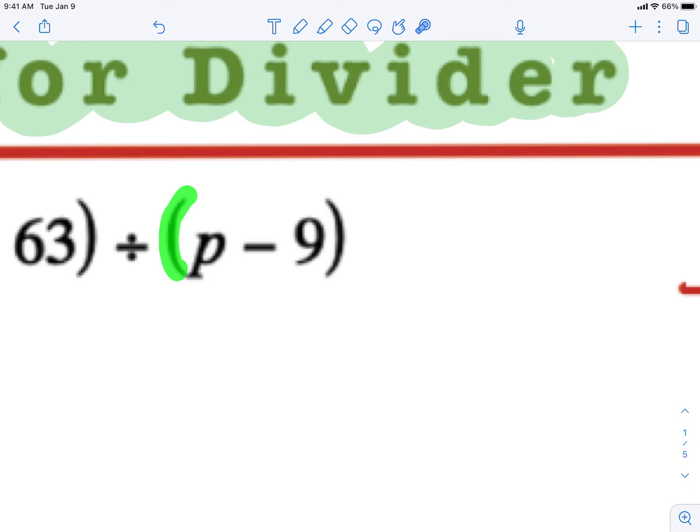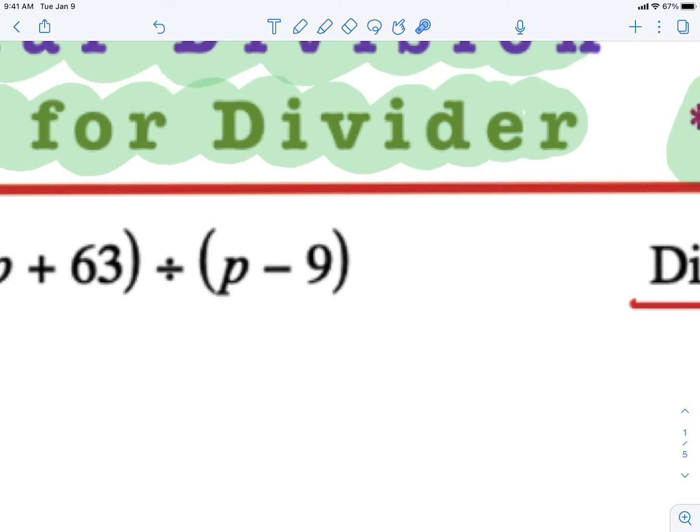Coefficient means the number in front of the first variable right here, and that's an invisible 1. So leading, meaning first, leading coefficient of 1. So we can do synthetic division, and I'm going to show you what that looks like right now.